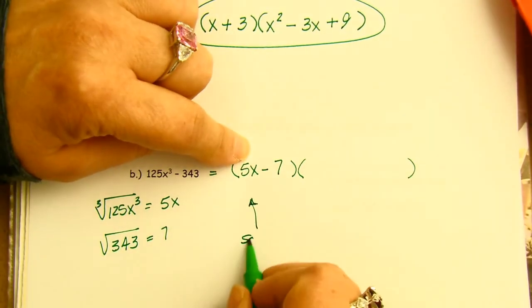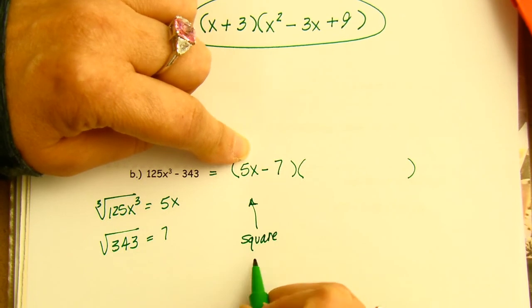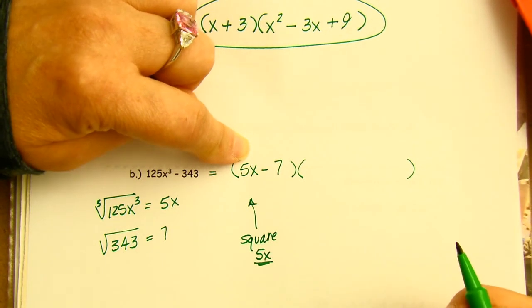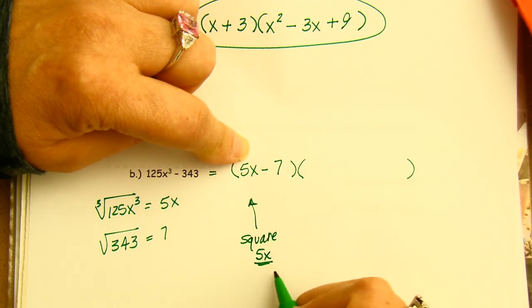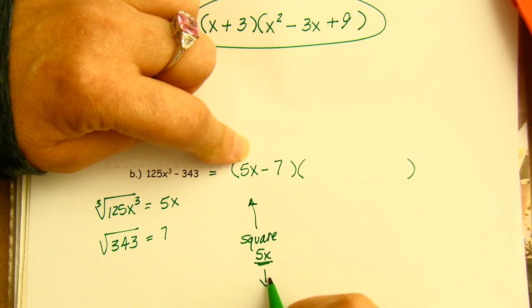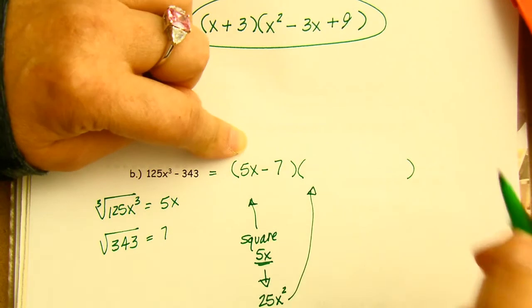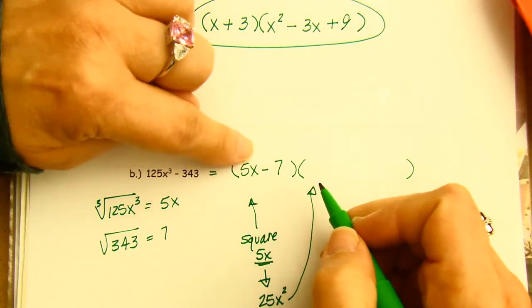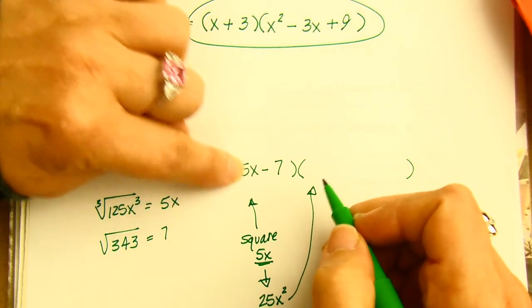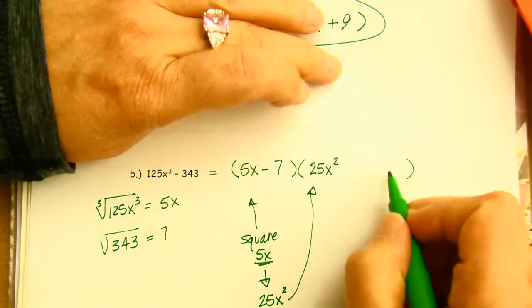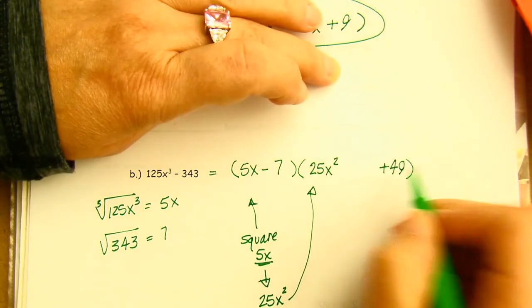You need to square 5x, not just the x, okay? So be cognizant of that. And then we get 25x squared, and this is what goes up here, okay? So I have to square this. It's the a squared. The a is 5x. It's product. 25x squared. Square negative 7, you get positive 49.